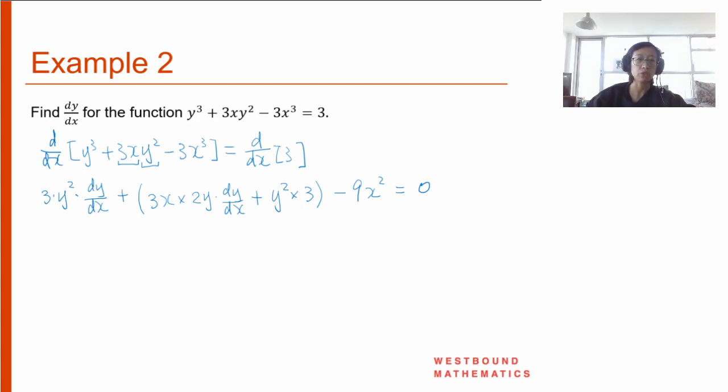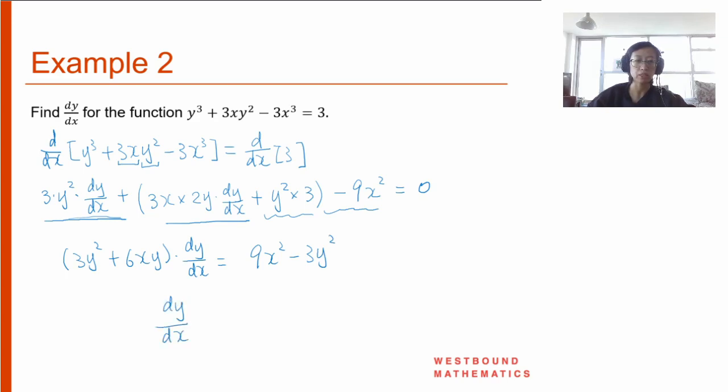So now we can collect all the terms involving dy dx and then put them on one side of the equation. So on the left-hand side, we can have 3y squared plus 6xy times dy dx. On the right-hand side, we can move these two terms over, and it became 9x squared minus 3y squared. So let's isolate dy dx on one side of the equation. That gives us 9x squared minus 3y squared divided by 3y squared plus 6xy. Now we solve the question.